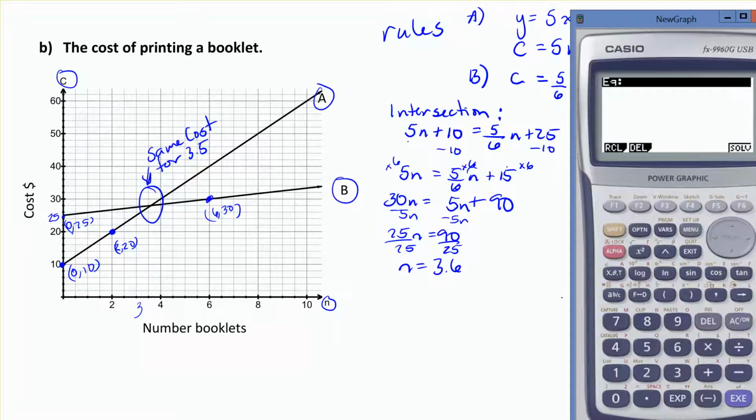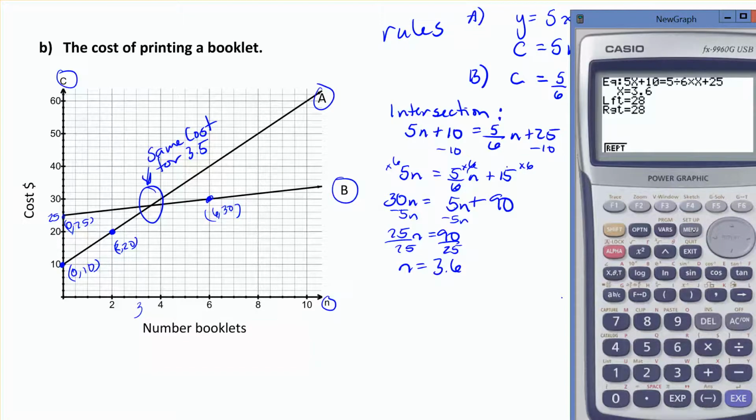You can type in exactly what you see, which is 5. Remember, we always use the X underneath the red button. Plus 10 is equal to, and equals, you can see it here above the decimal, you would go Shift, equal, 5 divided by 6 times x plus 25. Enter. Then you have to make sure you hit Solve to solve it. And you can see there that I get 3.6 as well.